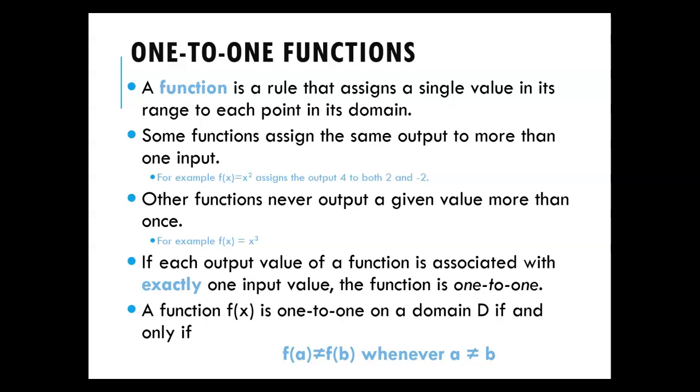So we have the vertical line test and the horizontal line test. The vertical line test tells me if it's a function. The horizontal line test tells me if that function is one-to-one. So one-to-one says not only is it that for every x there is only one y, but for every y there is only one x.